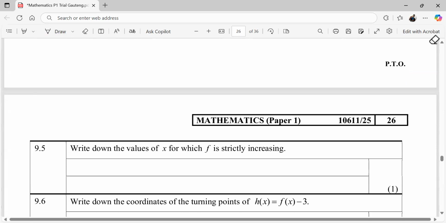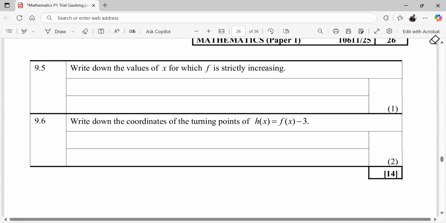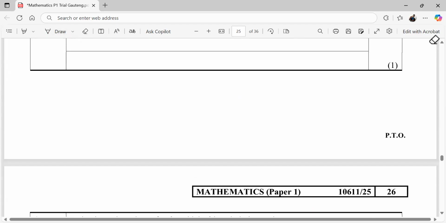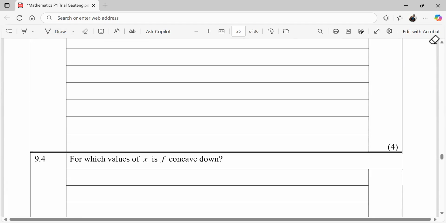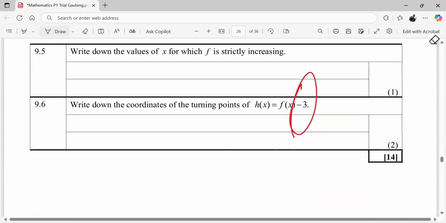Then the last question here says, write down the coordinates of the turning points of h, if it is given that h is a function of f that has been shifted 3 units down. Well, it's a function that has undergone a vertical shift, which means it's only the y values that have changed. The x values will still be the same. What were the x values again? The first x value was 1.